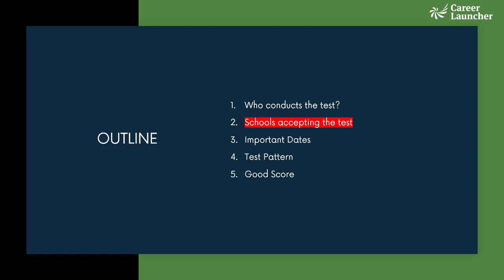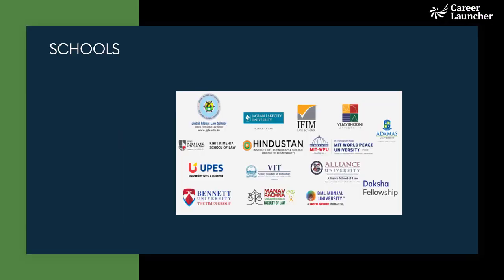Which are some of the schools that accept the test score? Here is a list of the prominent ones: Jindal Global Law School, NMIMS, UPES, Bennett University, Jharkhand University, Hindustan, VIT, Manav Rachna, IFIM, MIT WPU, Alliance, BML Munjal University, Vijay Bhumi, Adams and Daksha. Depending upon your aspirations, you should apply to the schools that you want to join. Mind you, the application for LSAT India is different from the application to these schools. You have to apply separately for LSAT India. You should also apply separately to the schools that you want to join.